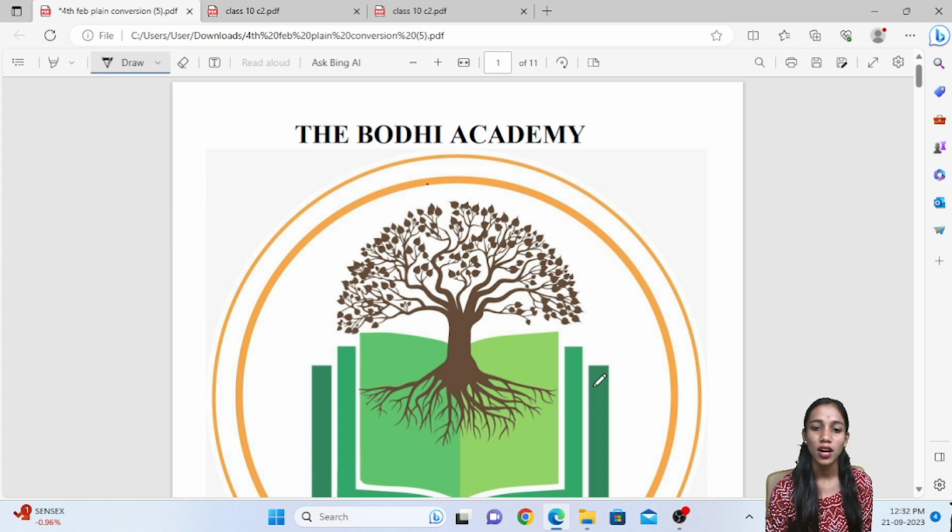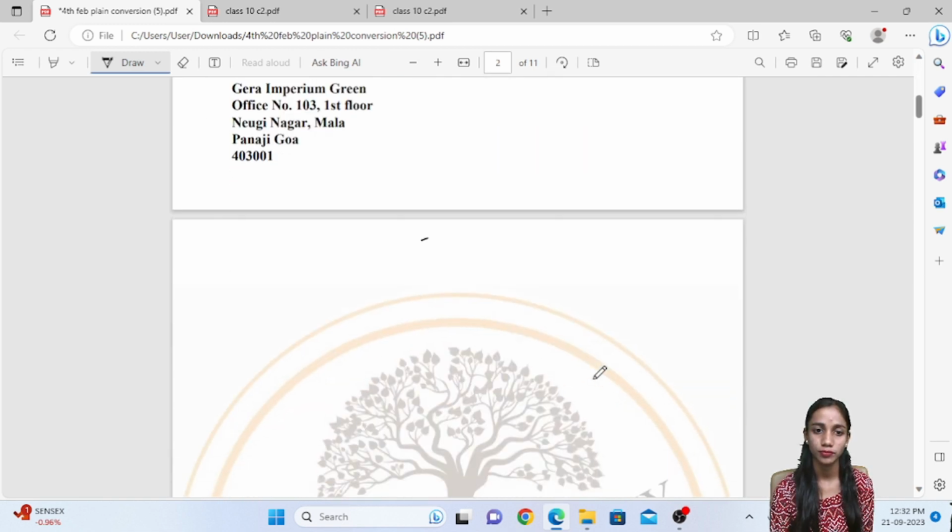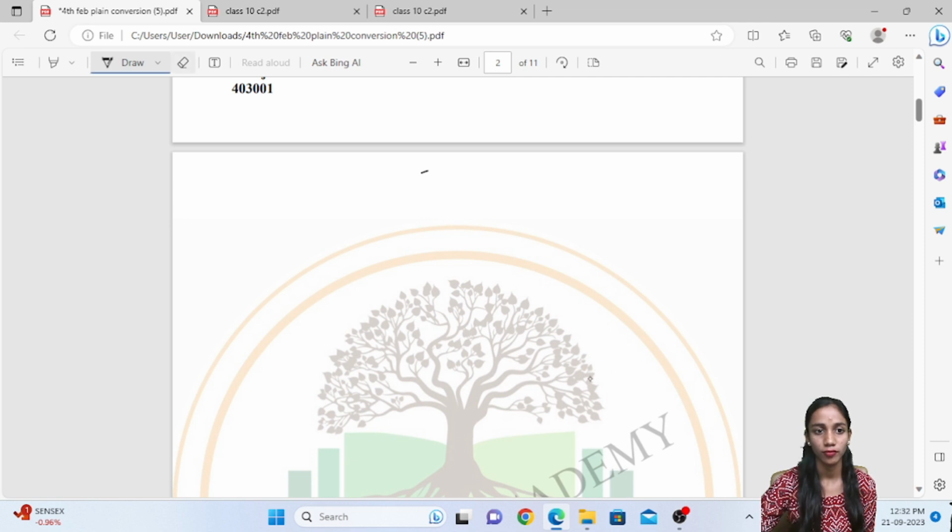Today we are going to start a new chapter from the 10th Standard Science textbook, chapter number 2, which is Acids, Bases and Salts. In the first part of the chapter we will be talking about acids and bases, and in the last part of the chapter we will be talking only about different types of salts.